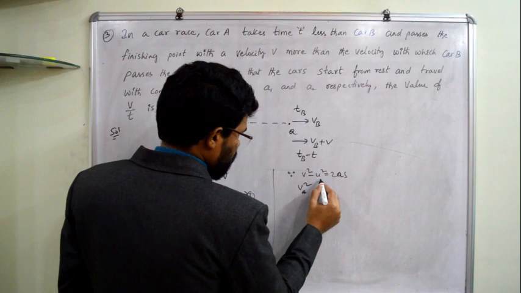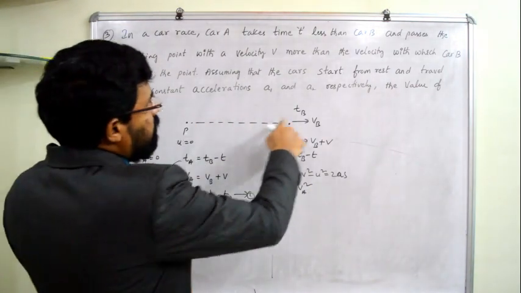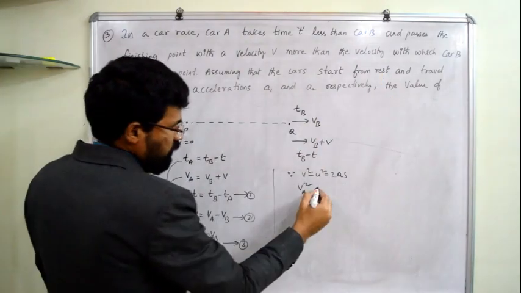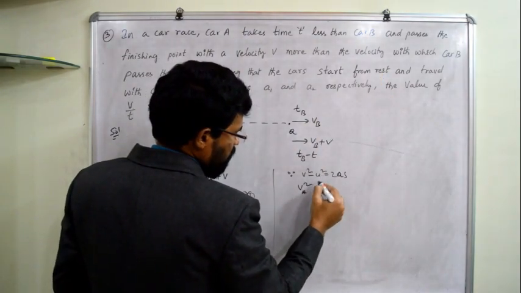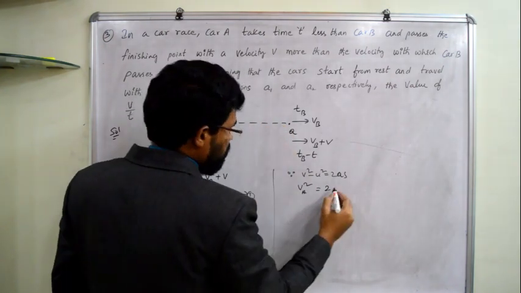So VA square minus initial velocity is 0 for both the cars. It was mentioned very clearly in the question. Both the cars have started from rest. So it's 0. You will have minus 0, I'll ignore that. 2 into what was the acceleration of car A? It is given as A1.